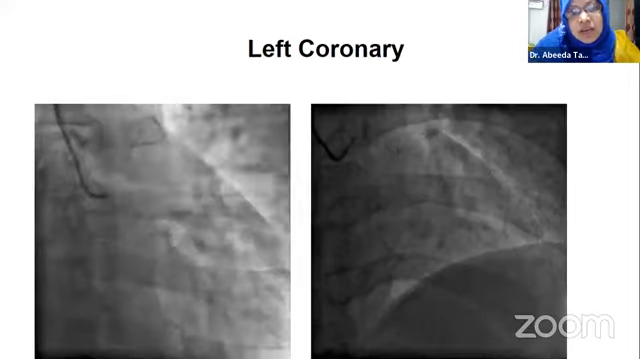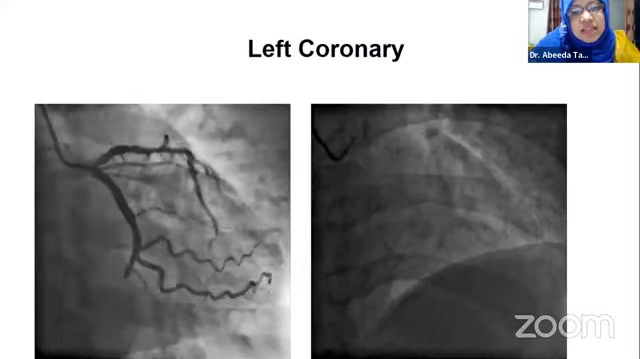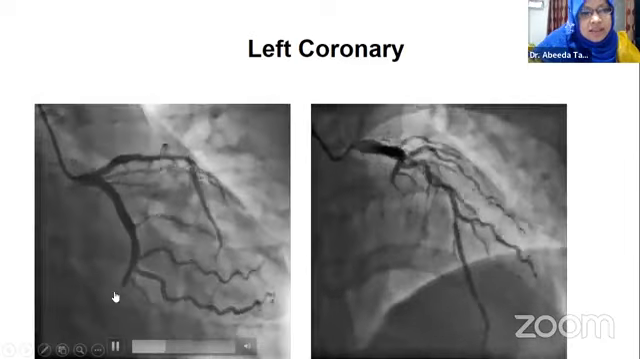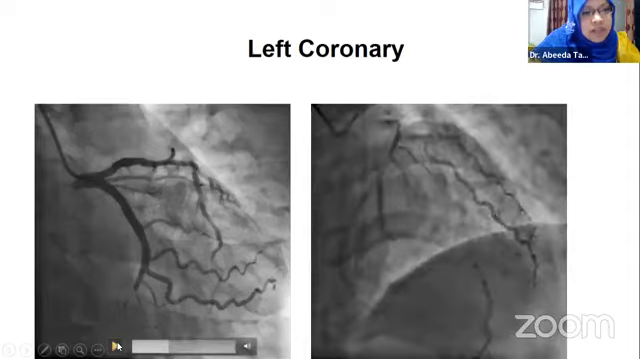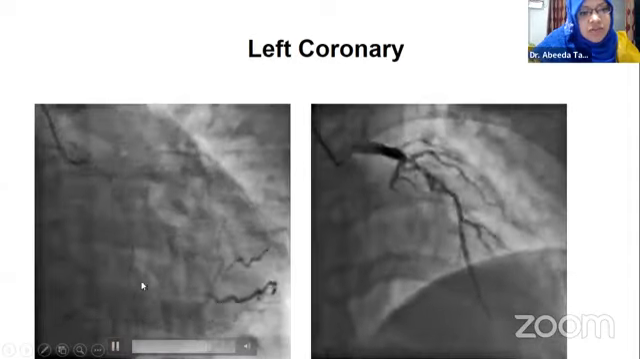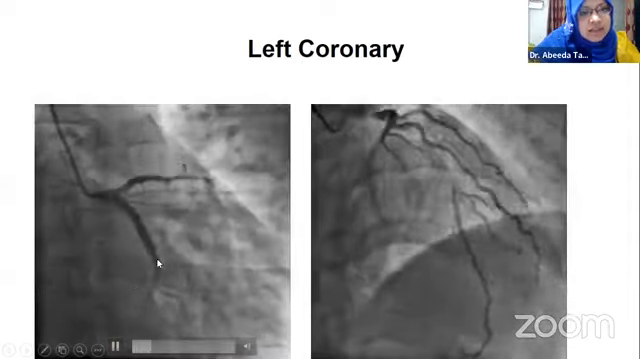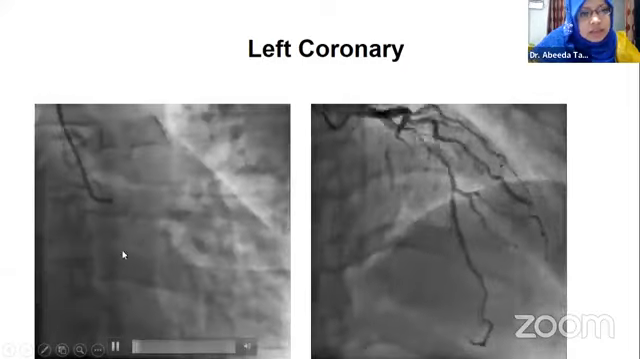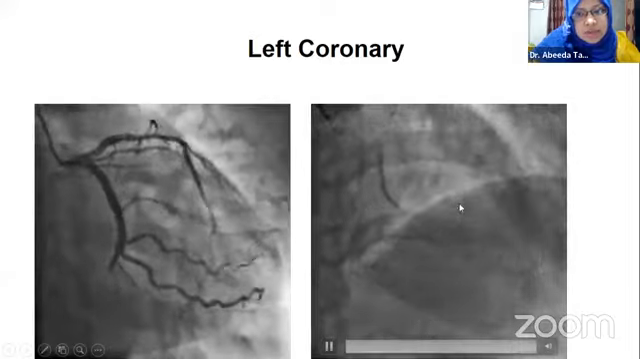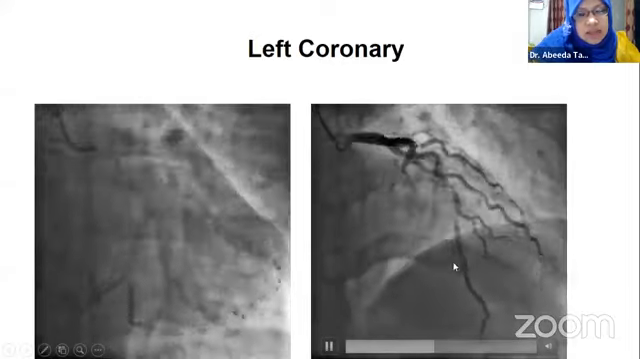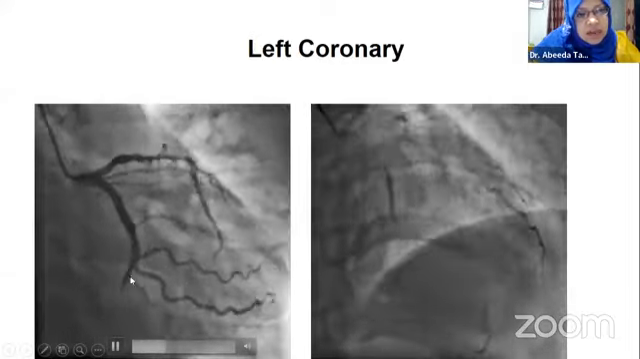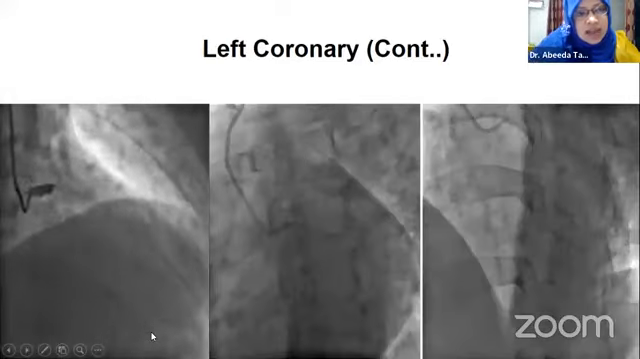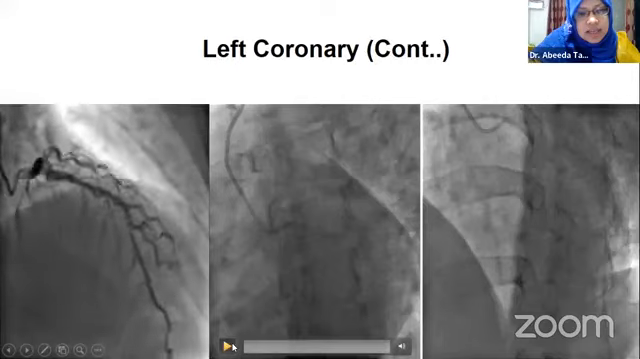So we proceed to see the left coronary system. Here in this first picture we can see there is involvement of the LCX. There is also some mild disease in the mid segment of the LAD, but the main culprit vessel we found was the LCX. Here are the other views where we can see the LCX.